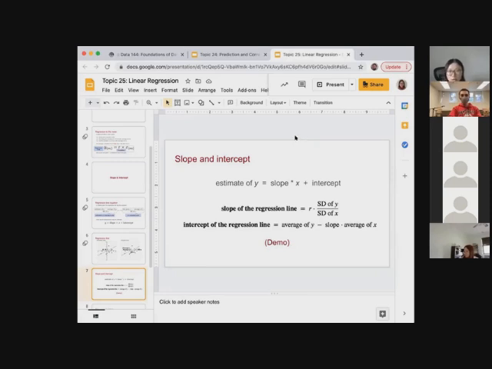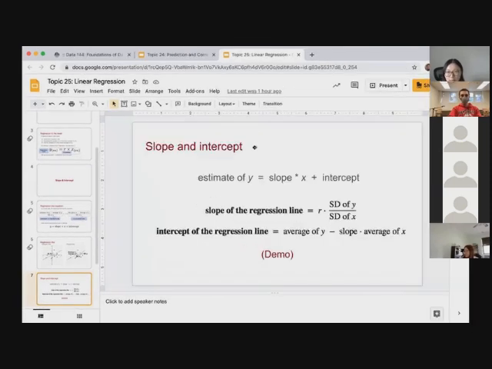So feel free to go to topic 25. My question here, on slide 7, is: based on what we have covered in the previous slides, can you convince yourself that the slope of the regression line is indeed r times SD of y over SD of x? And also that the intercept of the regression line is indeed the average of y minus the slope times the average of x?